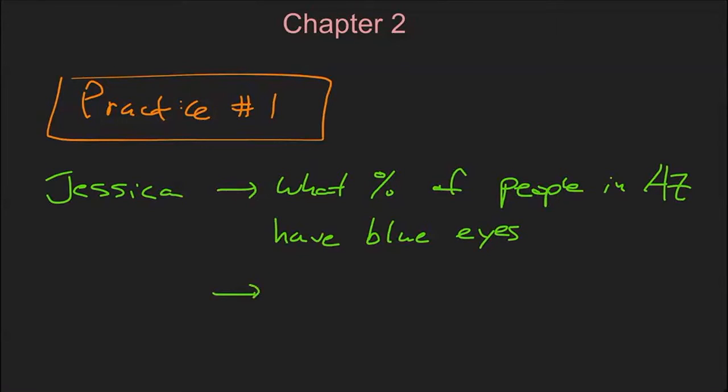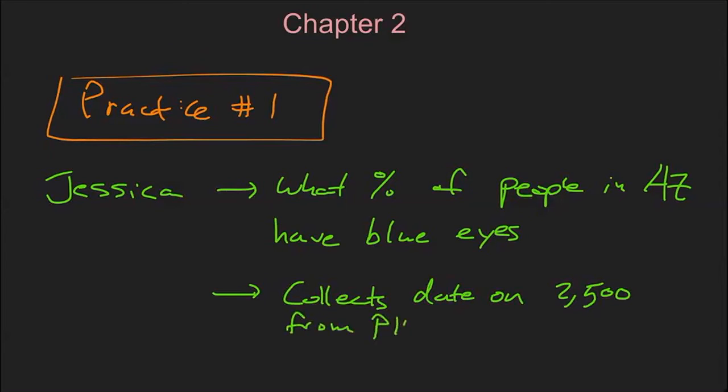And in order to gather information to answer her question, she collects data on 2,500 people from Phoenix and Tucson. And you're going to be saying, what is the population of interest and what is the sample? So again, Jessica wants to know what percentage of people in Arizona have blue eyes. And so she collects data on 2,500 people from Phoenix and Tucson. So go ahead and pause the video and try this out.